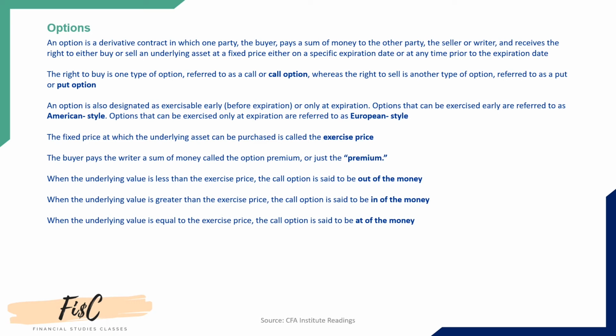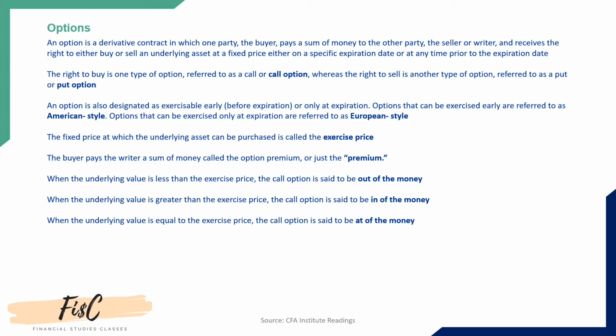So if the settlement only happens on the settlement date, it is called a European style option. If there is a chance that some other players can settle their deal even before the settlement date, then that's called an American style option.